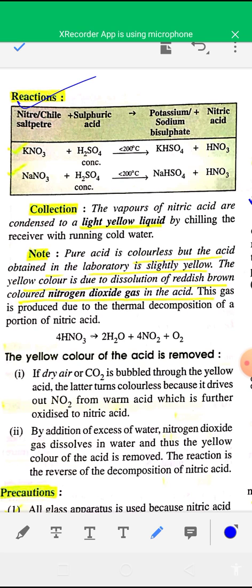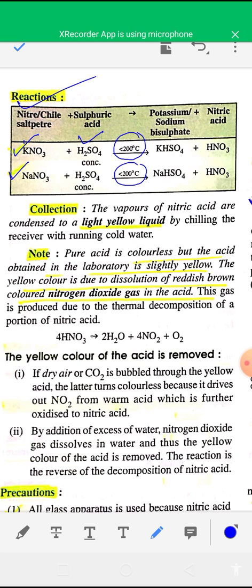Chemical reaction: sodium or potassium nitrate, that is KNO3 or NaNO3, plus sulfuric acid. The temperature required is below 200 degrees Celsius.